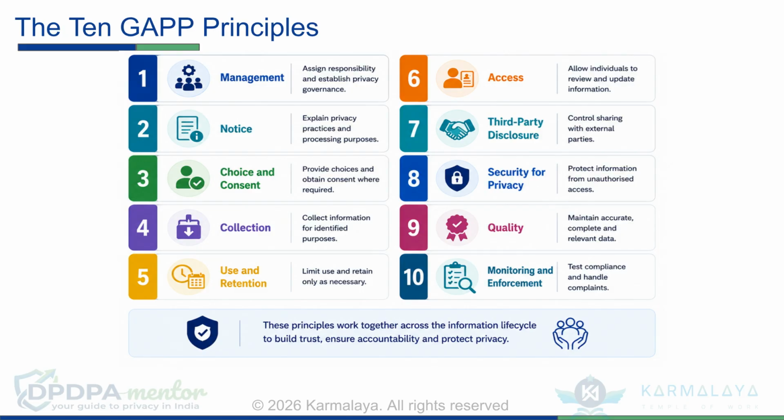There are 10 generally accepted privacy principles, ranging from management and notice to security, quality, and monitoring. These 10 principles provide the organizing structure for the comparison. They cover the entire privacy lifecycle, from governance and collection through use, disclosure, security, individual participation, and enforcement. Many of these principles are reflected in the DPDP Act. However, the way they are expressed differs.